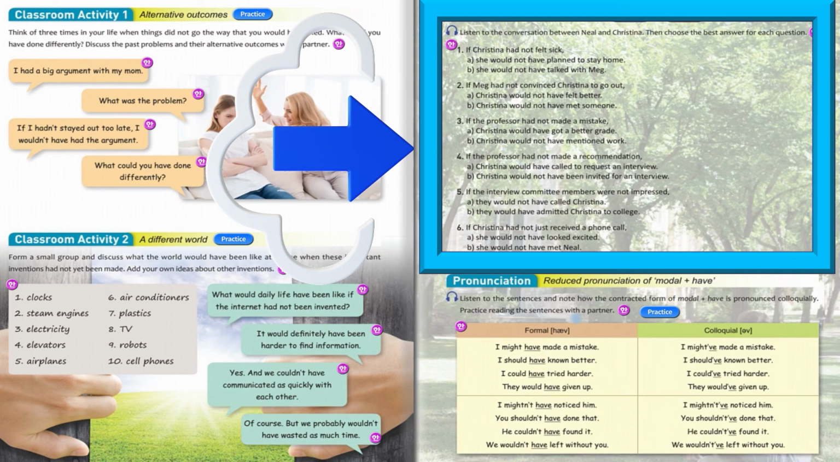Is there a different reading? No, it's just the one.